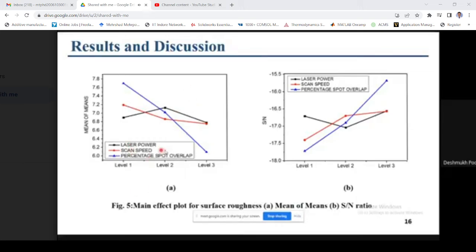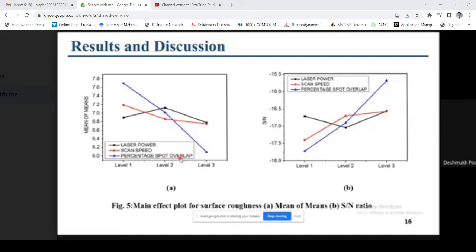Next is scan speed. When we go towards the highest scan speed, the surface roughness is reduced, because at the lowest scan speed, the thermal ablation effect dominates over the thermal remelting. Hence the surface gets deteriorated instead of getting a surface finish.